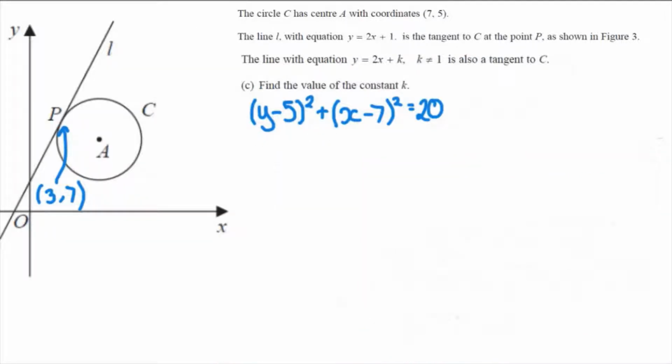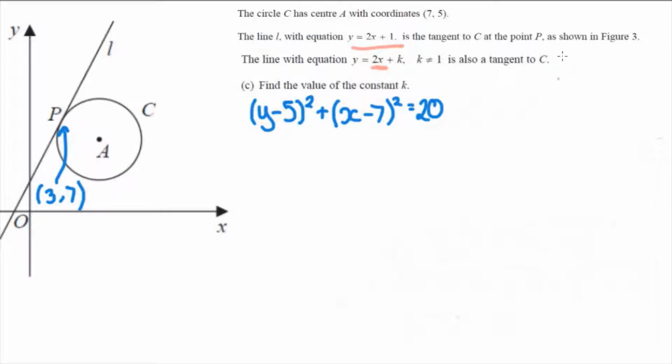Alright, so moving on to part C. It says the line with the equation y equals 2x plus k, where k is not equal to 1, is also a tangent to C. Find the value of the constant k. So the first thing here to notice is that the line they want us to find has a gradient 2, which is the same as the gradient for the line that they've already drawn onto the graph. So lines with the same gradient are parallel.